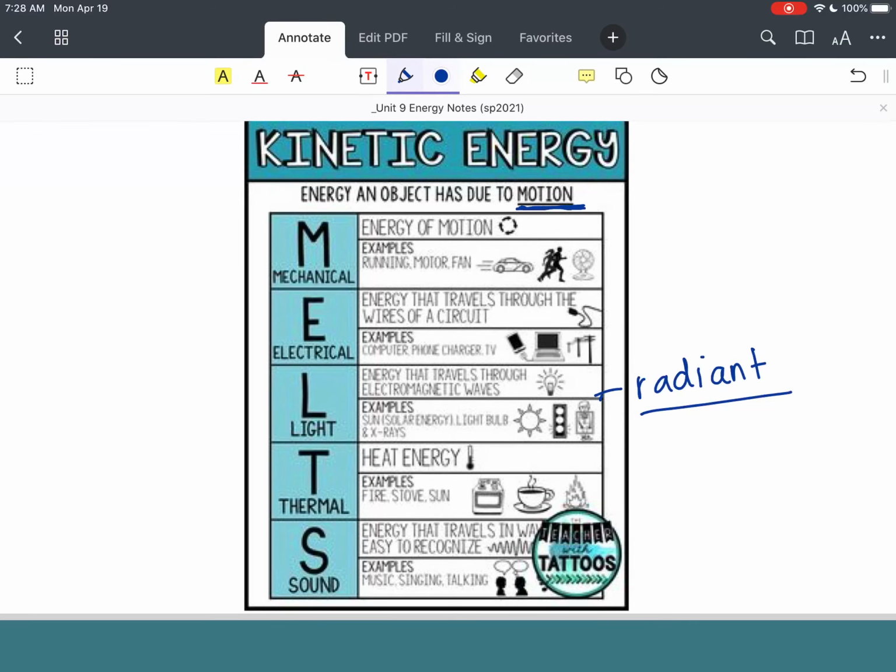Heat energy or thermal energy is anything that's hot, basically. Anything that gets hot produces heat. That's our thermal energy. And then sound is the last one. We know obviously sound moves because you hear it from one room to another. So anything that produces a sound, that's sound energy. That's pretty self-explanatory.